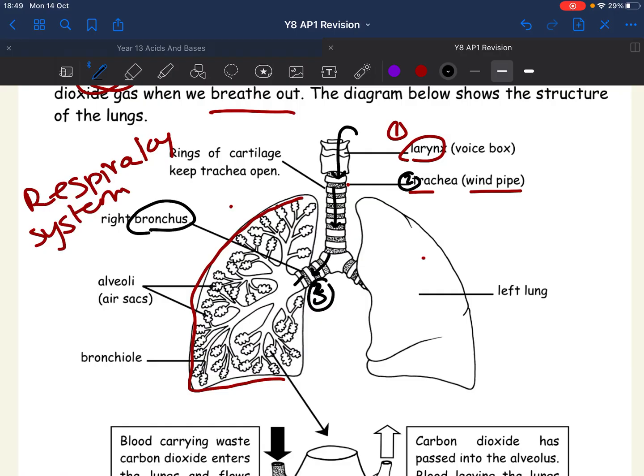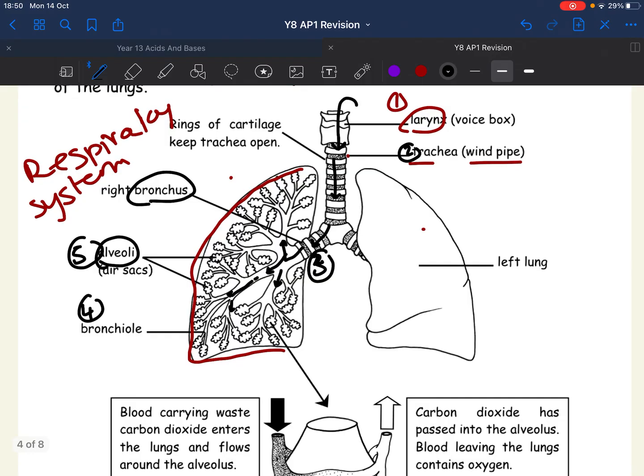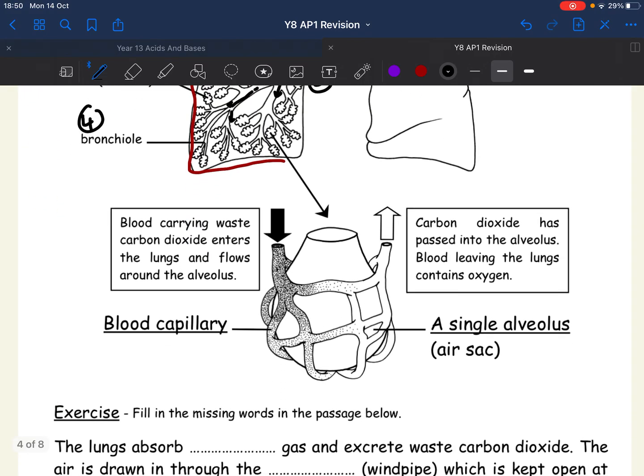So the bronchus. The bronchus then, you can see, starts to split into what we call bronchioles. So bronchioles is 4. The bronchioles then, if we keep looking at it, will then start to split into alveoli, 5. And then alveoli is the specialized part where gas exchange will start happening. So this is an example of the alveoli. So this is an alveolus, which is just one alveoli.